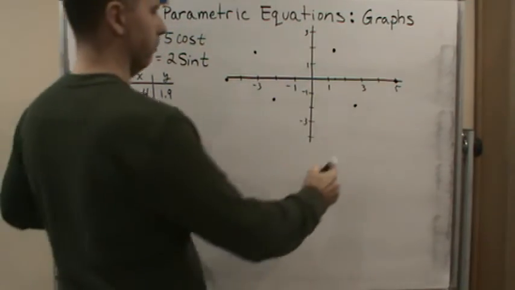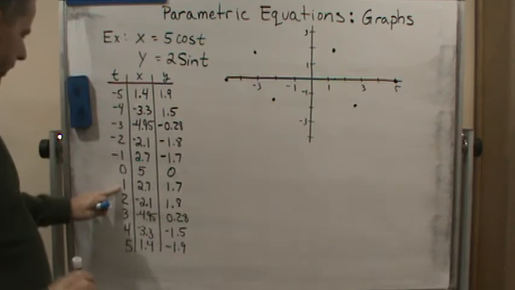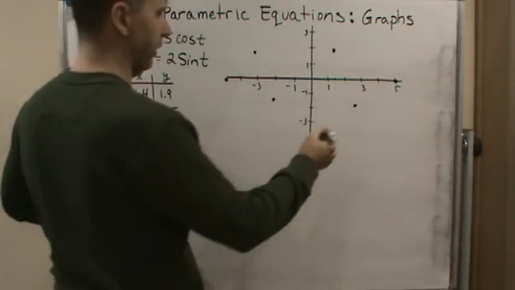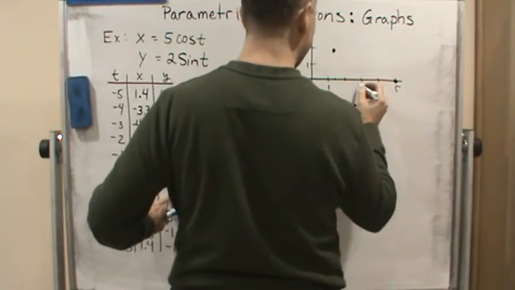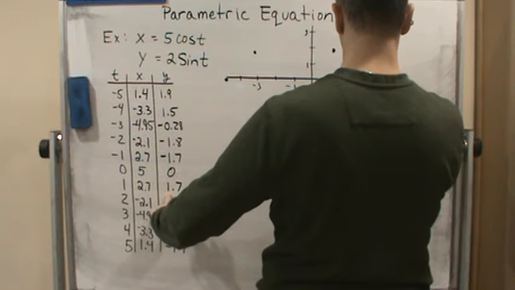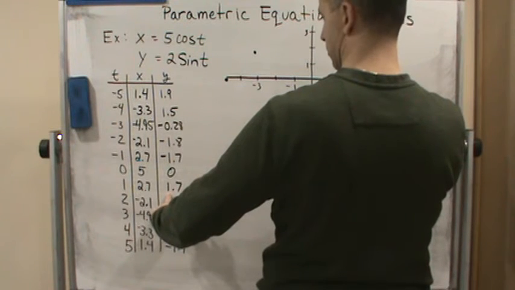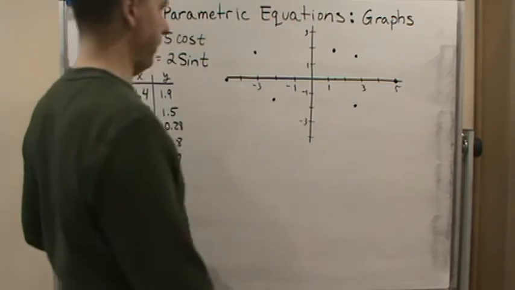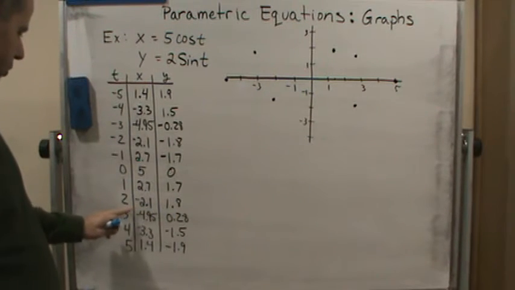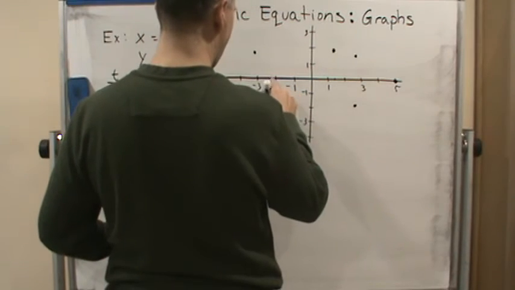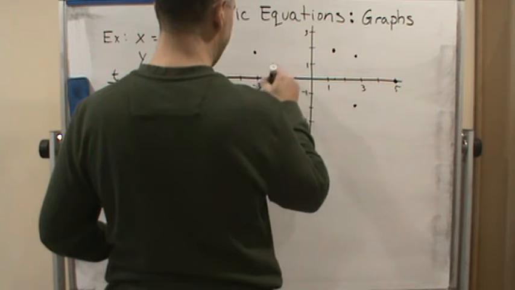And then at t = 0 we're at 5, which is right there. And then at t = 1, we're at 2.7 and 1.7. So let's say right about there. And then at t = 2, we're at -2.1 and 1.8.